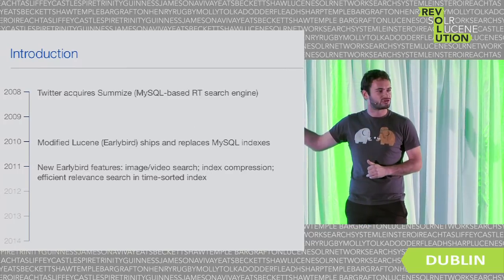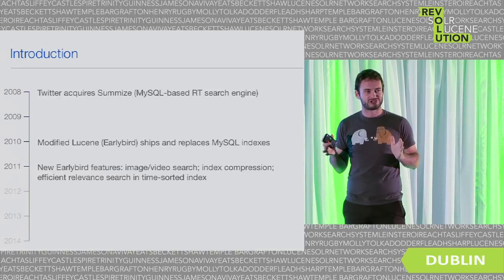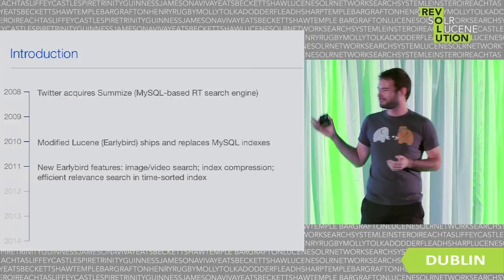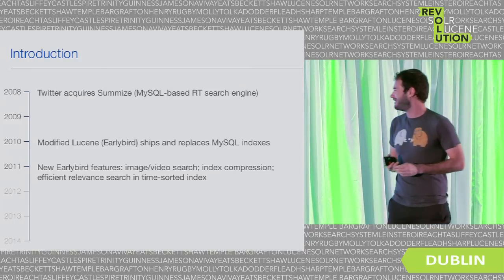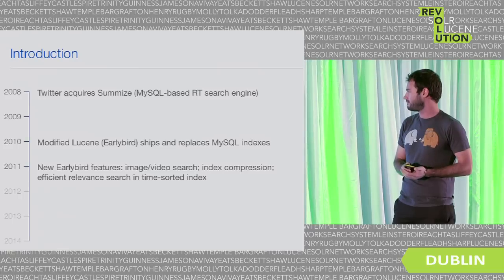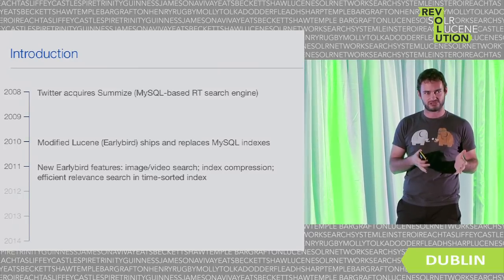Oh, by the way, I haven't mentioned Earlybird yet. Earlybird is our internal code name for our Lucene implementation. Everything in Twitter always has bird names, every project. So this one is called Earlybird. We also implemented index compression, which is actually very similar to what Lucene is using nowadays.